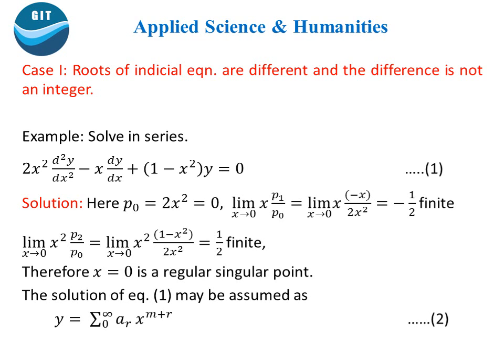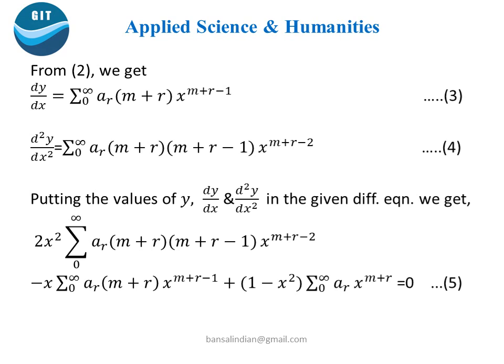So x is equal to 0 is a regular singular point, and as we discussed, we can consider the solution of the given differential equation of the form summation r is equal to 0 to infinity ar x to the power m plus r. Differentiating this y, equation number 2, we will get dy by dx and d2y by dx square.